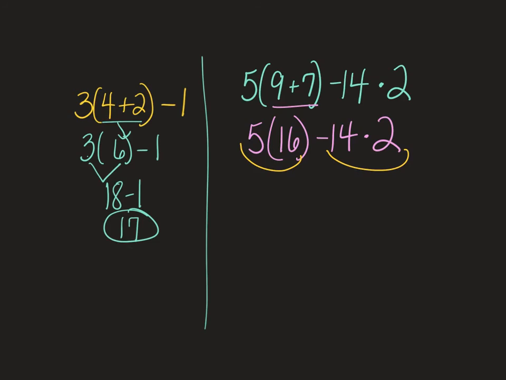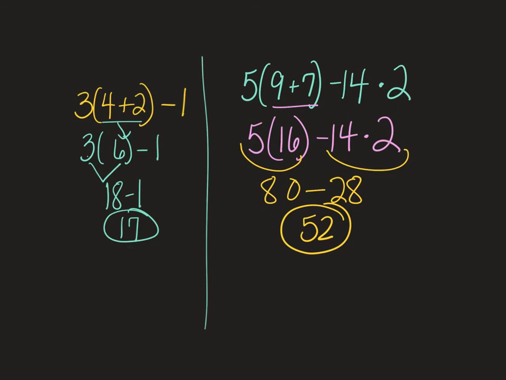Okay, so 5 times 16 is 80, minus 14 times 2 is 28. Now, let's subtract, because that's the last thing that we have here in our list. And when we subtract this, we're going to get 52. And that is your answer.